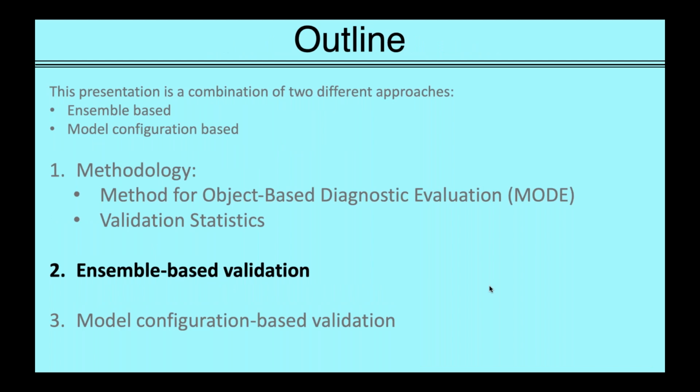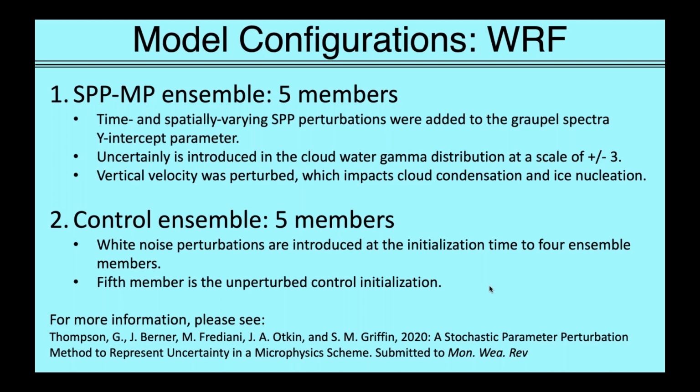So going on to our ensemble-based validation. This uses a WRF model, and it is two 5-member ensembles. The first is going to be called the SPP-MP ensemble. And I wish I could explain more about this. This is where my co-authors come in. If you want more information on these ensemble members, there's a paper that's currently in review for Monthly Weather Review describing this.